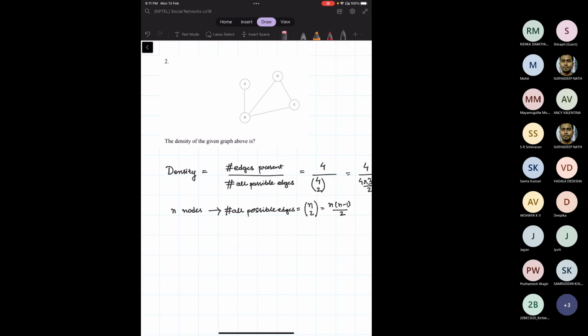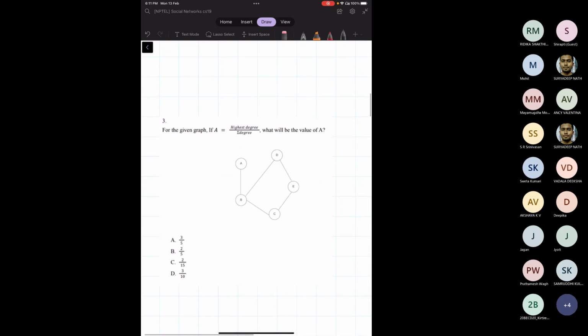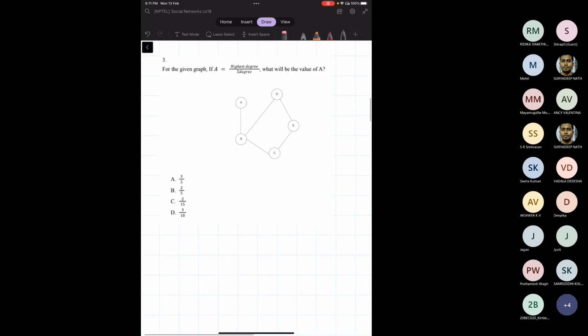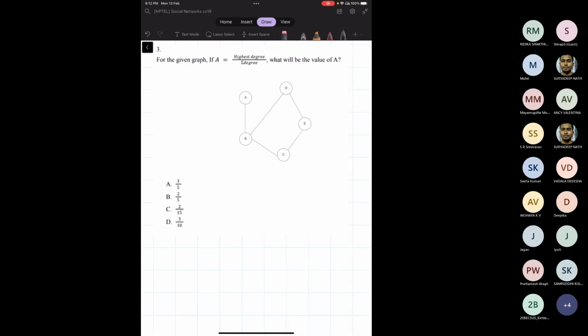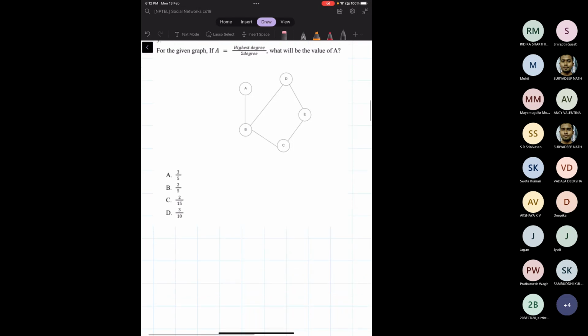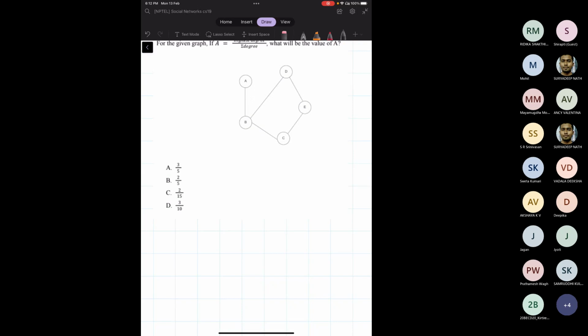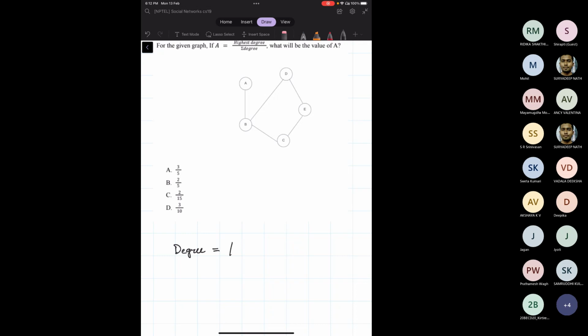Now let us proceed to question number 3. For a given graph, if A is equal to the ratio of highest degree to the total sum of degree, what will be the value of A? For this given graph, you have 5 nodes. So highest degree, again, like I mentioned, degree is the number of neighbors.